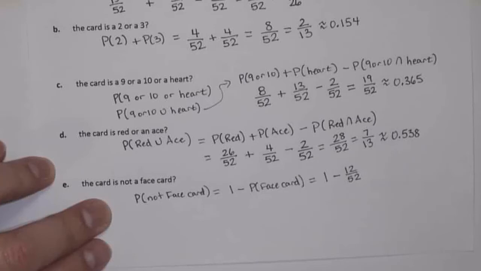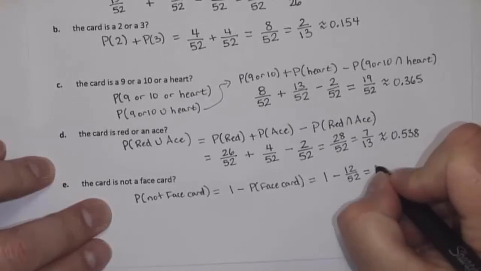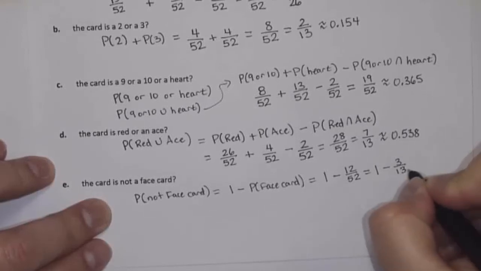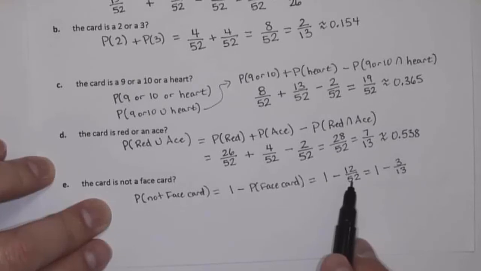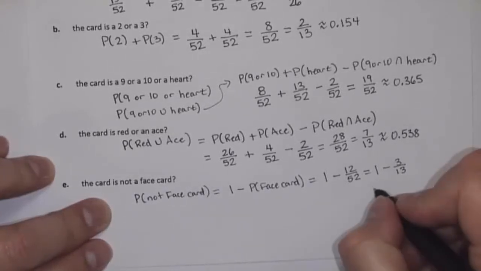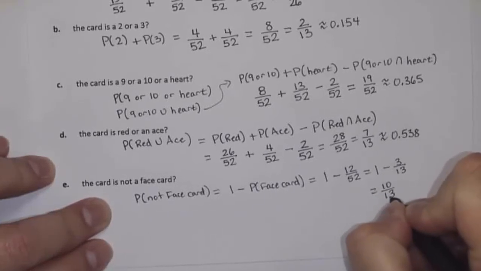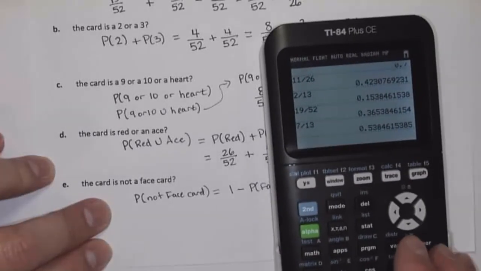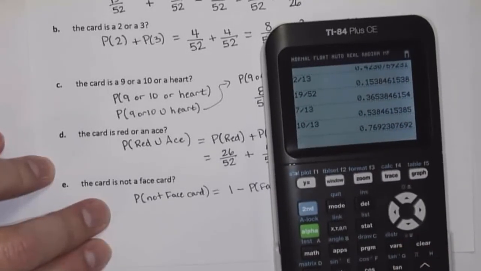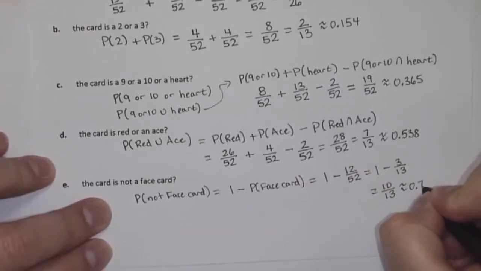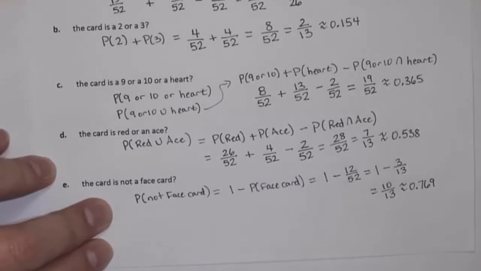Now 12 out of 52 will reduce, so that would be 1 minus 3/13. And I'm getting that because 12 and 52 can both be divided by 4. 12 divided by 4 is 3. 52 divided by 4 is 13. And 1 minus 3/13 would be 10/13. So the probability that the card's not a face card is 10/13. Or if I want that in decimal form, that would be about 0.769.